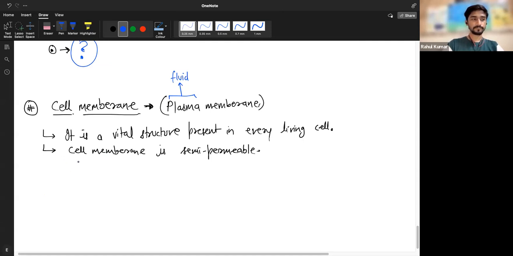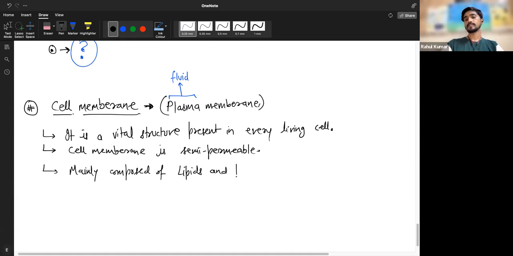So write down. Plasma membrane or cell membrane is mainly composed of lipids and proteins. So these two things are there, lipid and protein. Mostly lipids, some amount of protein.